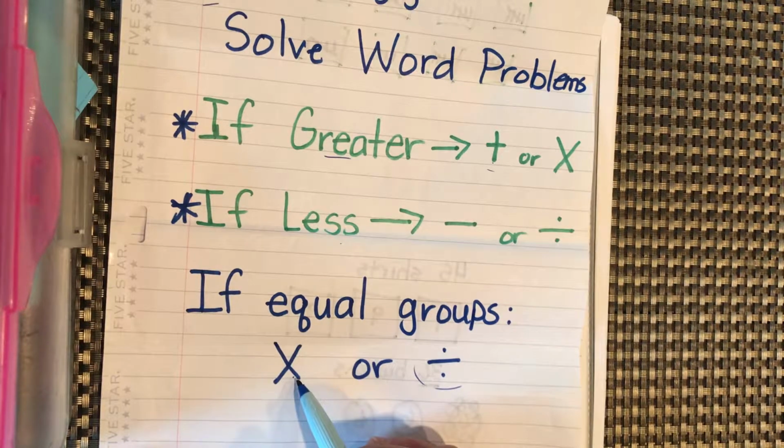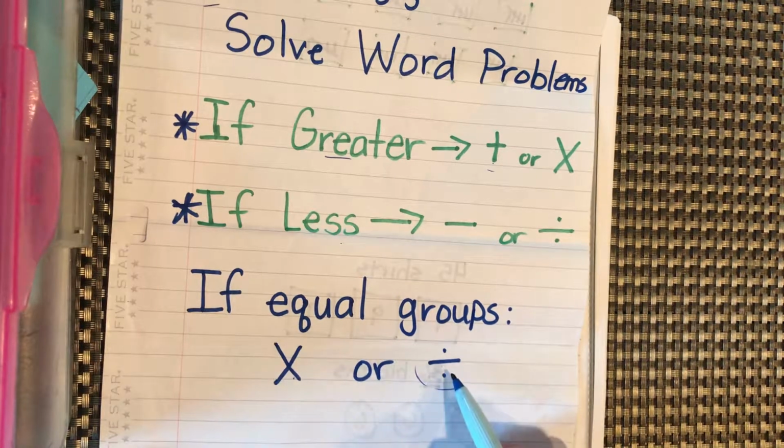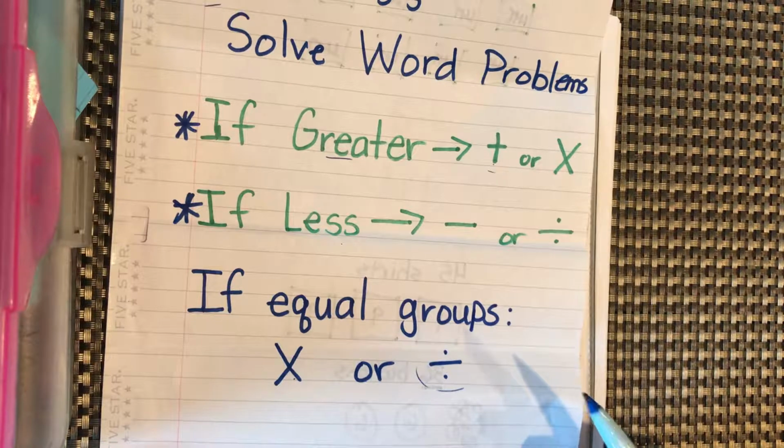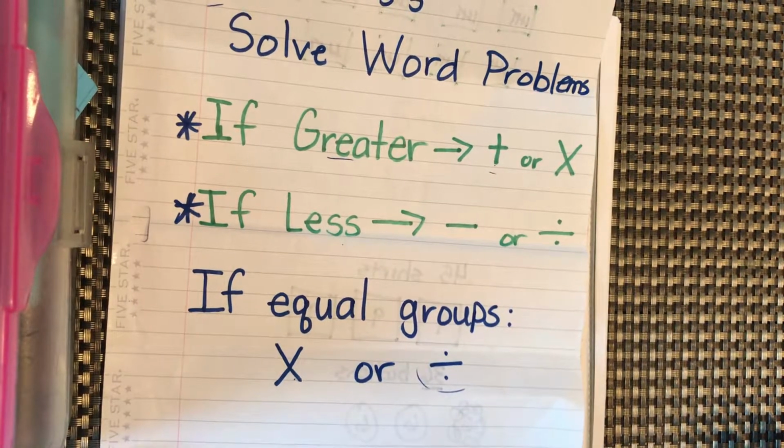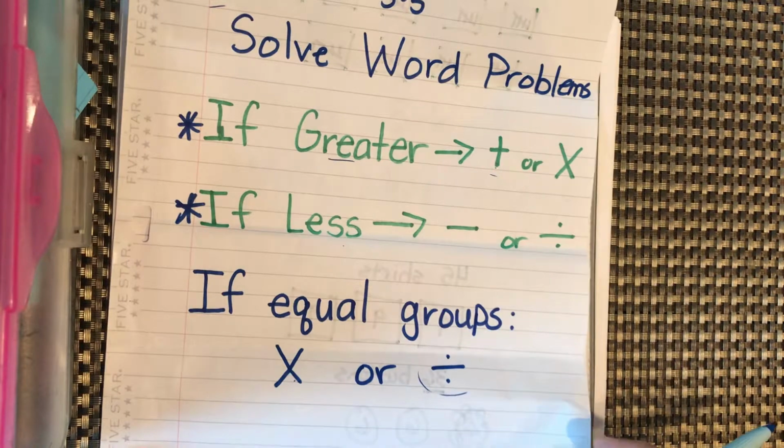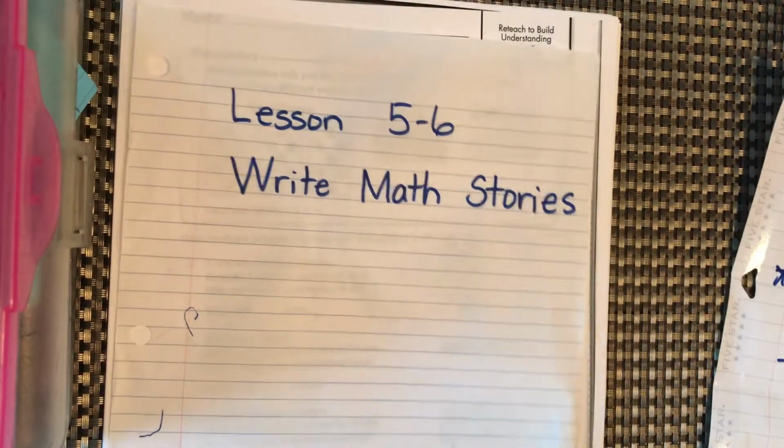Remember, if we do not have equal groups, we are not multiplying or dividing. We're going to add or subtract. So when we are thinking of stories to write, we need to use equal groups, or else it is not a multiplication or a division story or a problem, okay? So let's take a look here.